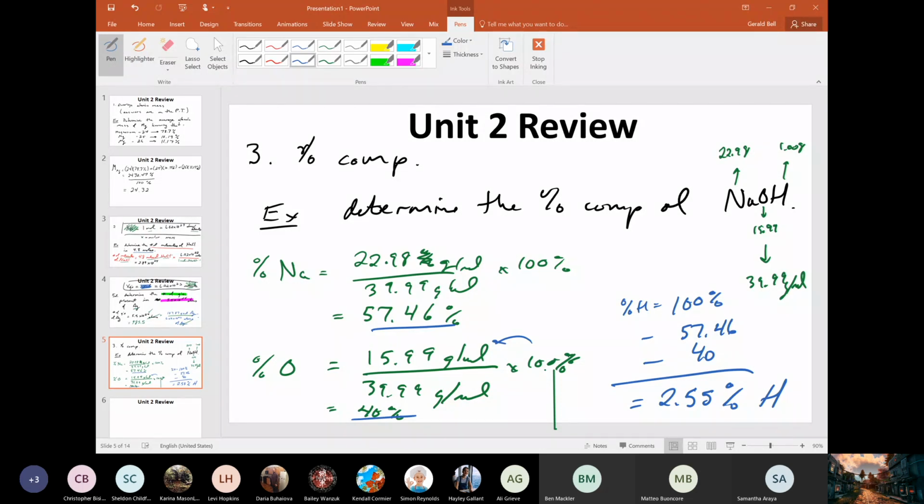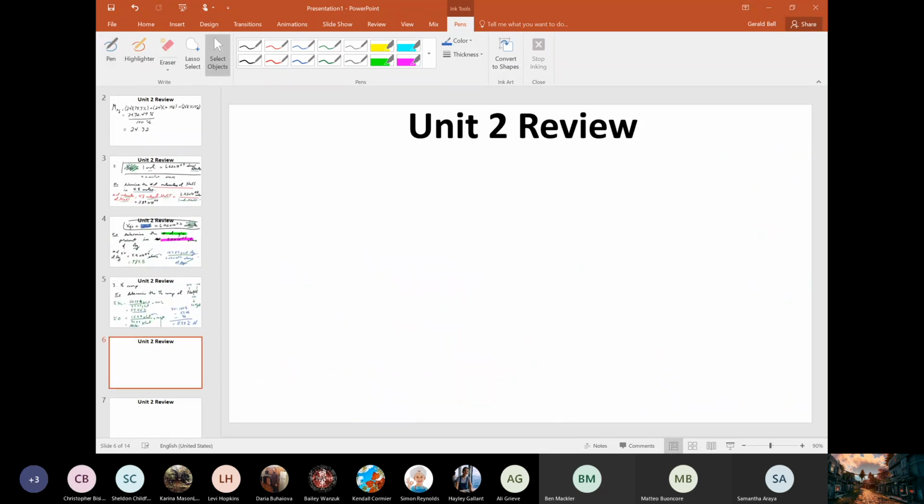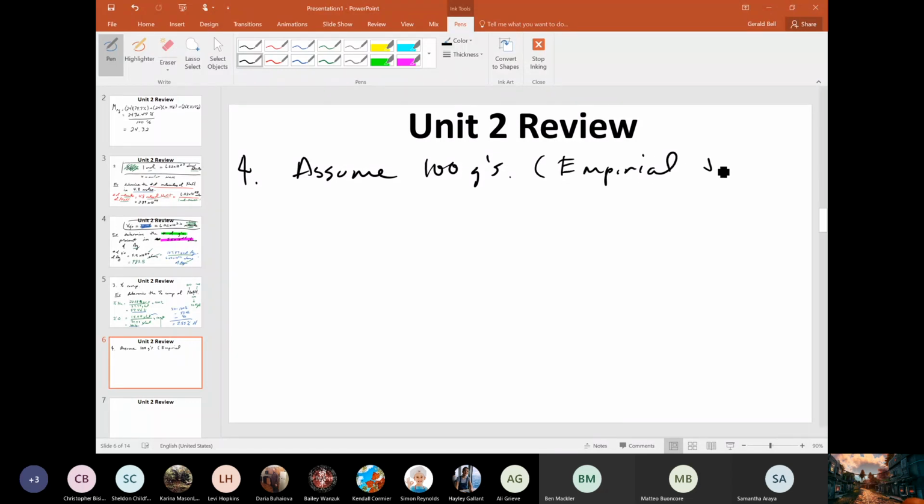So that wasn't all we learned in Unit 4. In fact, what was more interesting was taking the percentages and turning them back into a compound. So it was the reverse of this stuff here. Let's just call this number 4. And I like to call these questions "assume 100 grams." They're about our empirical and molecular formulas.